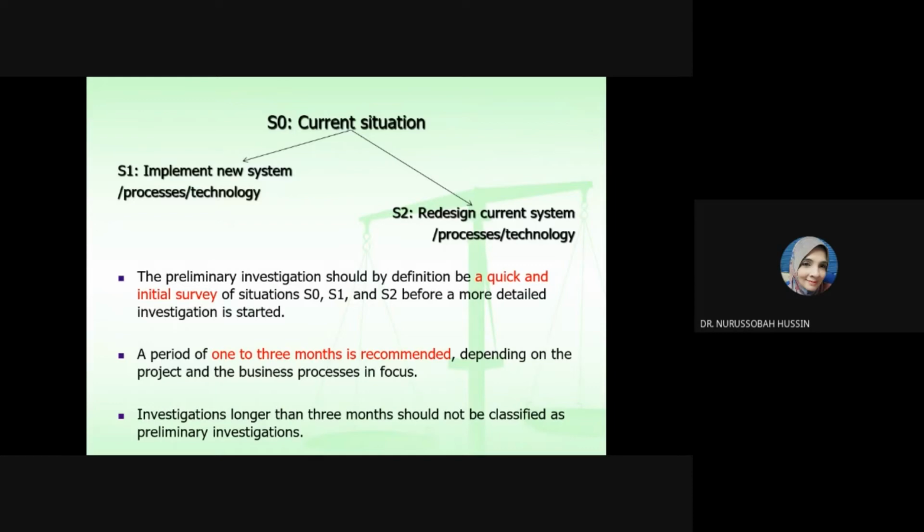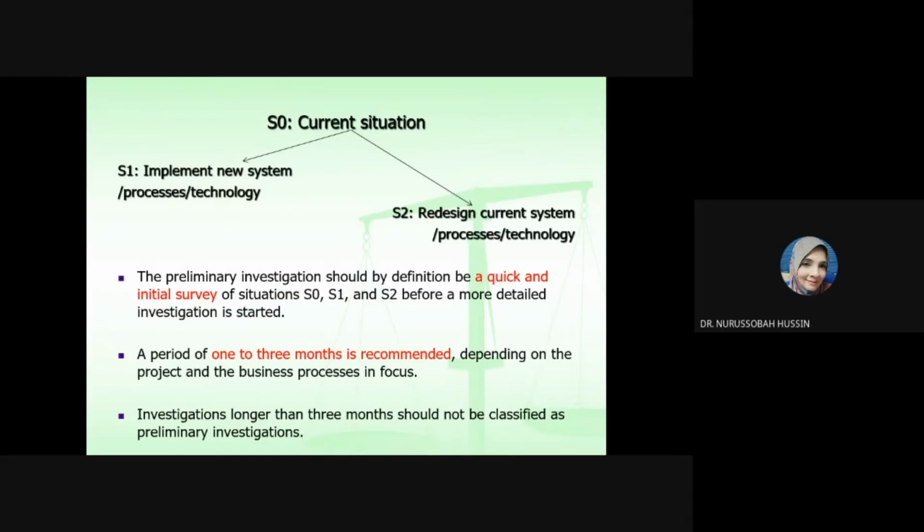Do remember a period of 1 or 3 months is recommended, depending on the project and the business processes in focus. If the investigation is longer than 3 months, it should not be classified as preliminary investigation. Okay, so the preliminary investigation is: we have the current situation, we have the issues and problems to be overcome, and then we do the preliminary investigation to decide.